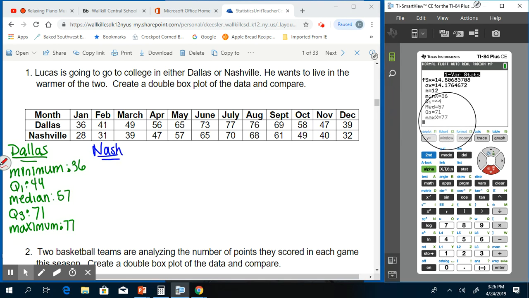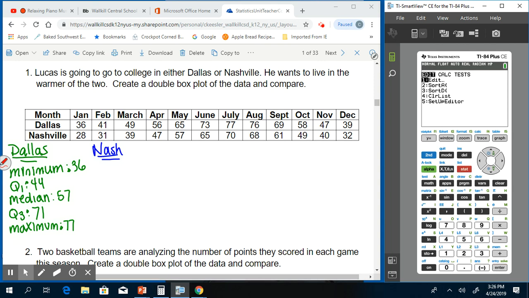I'm going to go back into my stat and edit and clear and enter the temperatures for Nashville. So we have 28, 31, 39, 47, 57, 65, 70, 68, 61, 49, 40, and 32.